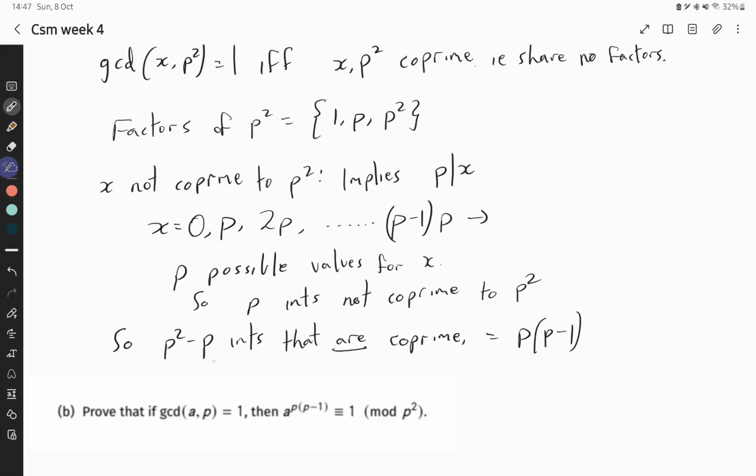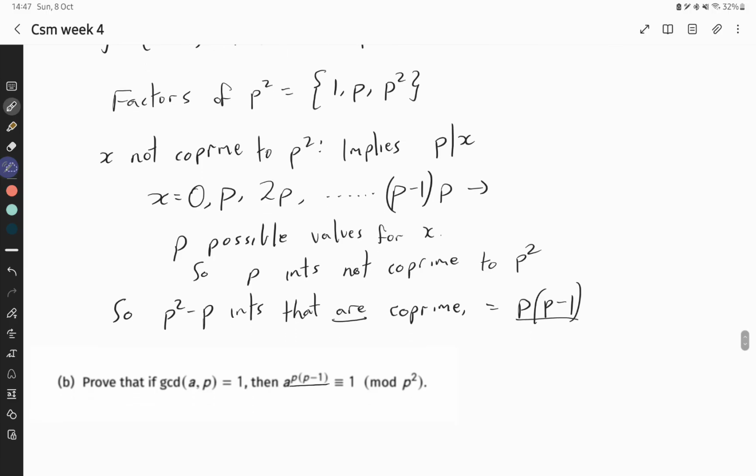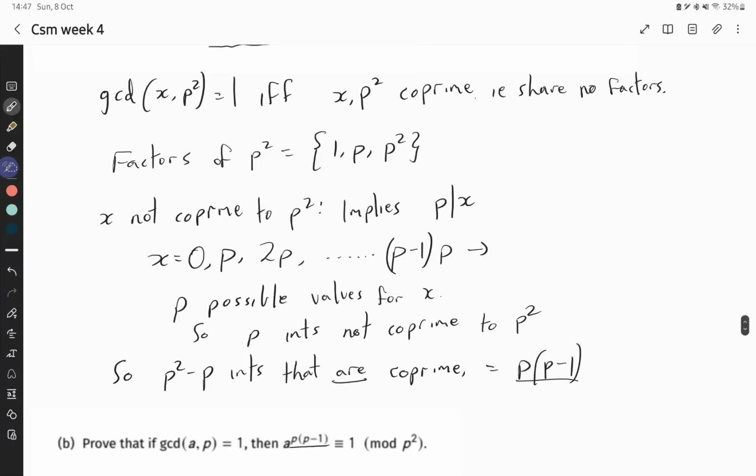And you'll notice that this p squared minus p can be factorized into p times p minus 1, which should be suggestive because that is exactly the number we have up here. So, spoilers for the next question, you can think about reasoning about the numbers of this set and the size of this set and the like.